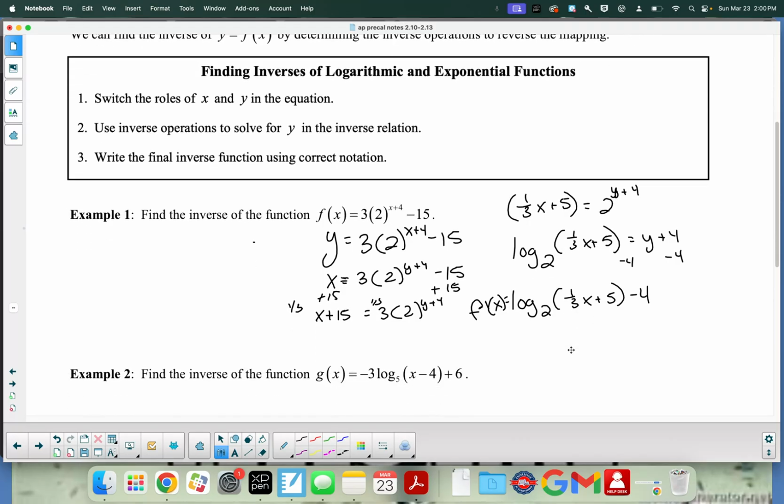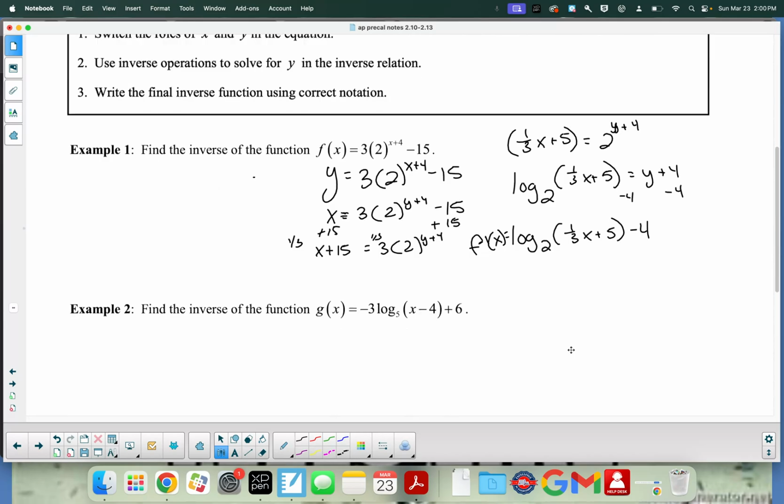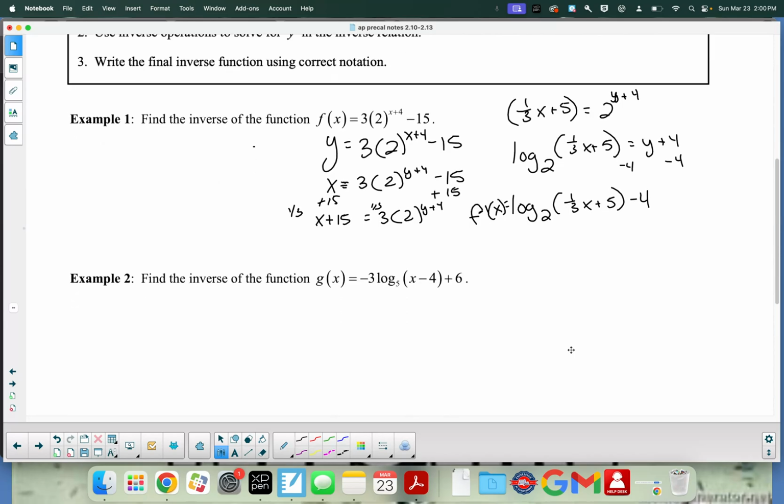All right, so let's try one that's in log form, and we're going to rewrite it as an exponent because that would be its inverse operation or its inverse function. So y equals negative 3 log base 5 of x minus 4 plus 6. Okay, so swap x and y. Log base 5 of y minus 4 plus 6. Same deal. You are going to need to get rid of the 6 and the negative 3. How you write it is your choice.